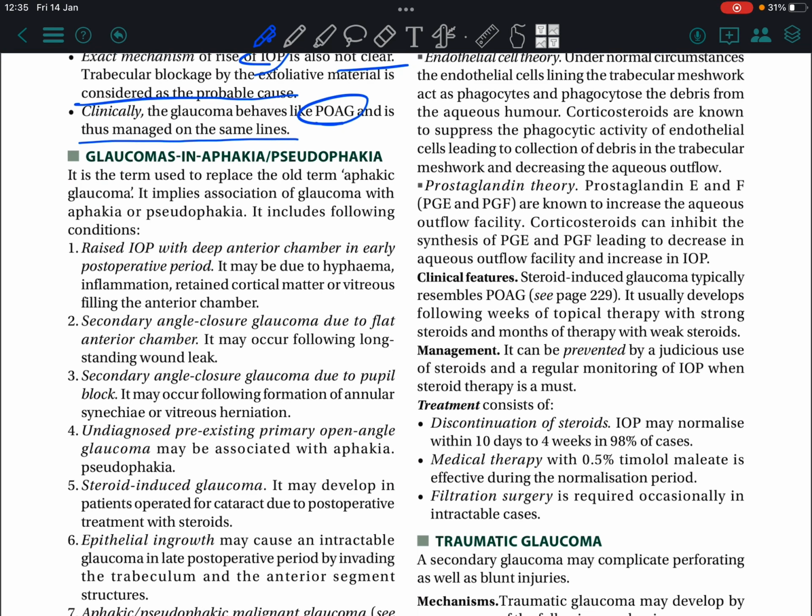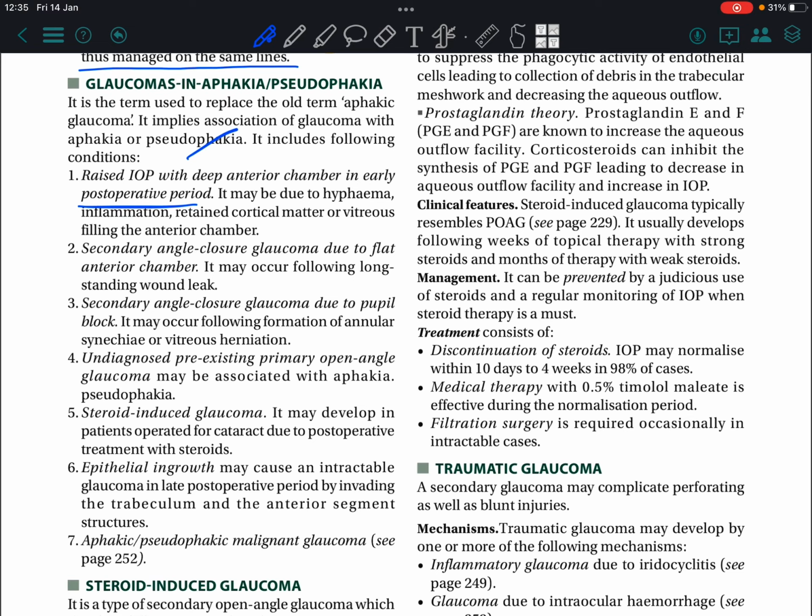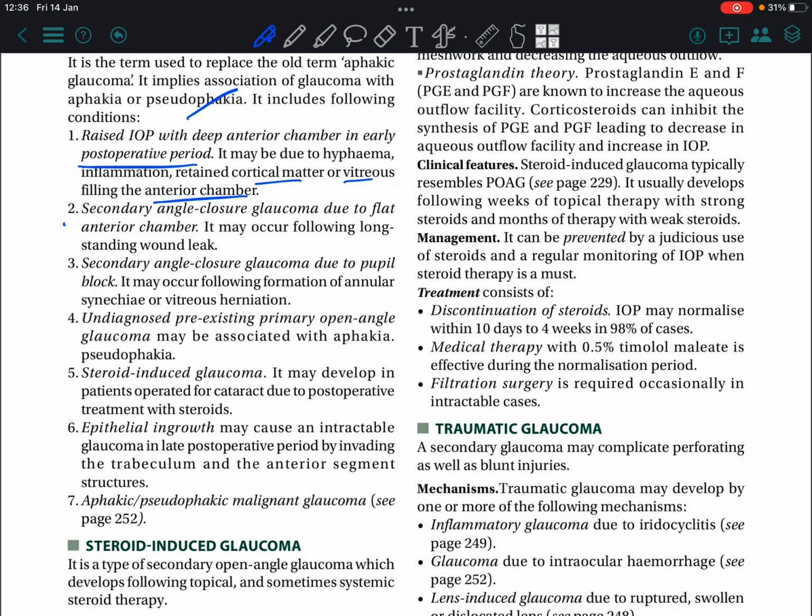Glaucomas in aphakia and pseudophakia is the term used to replace the old term aphakic glaucoma. It implies glaucoma associated with aphakia and pseudophakia. It includes the following conditions: raised IOP with deep anterior chamber in the early post-operative period. It may be due to hyphema, inflammation, retained cortical matter, or vitreous filling the anterior chamber. Secondary angle closure glaucoma due to flat anterior chamber.